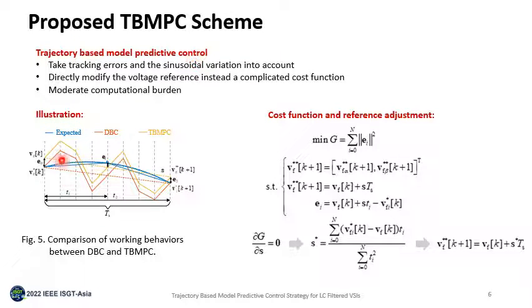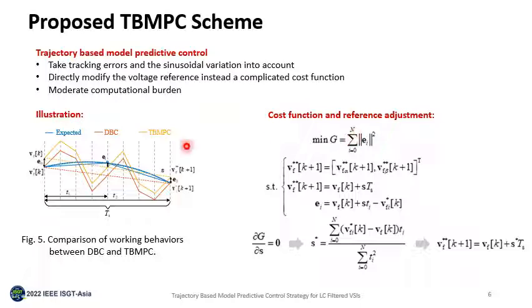Apart from the 2 target points set at the beginning and the end of the sampling period, TBMPC also sets extra target points inside the sampling period, like this point at the middle of the sampling period. By setting these extra target points, we can better track the voltage reference through this cost function, which is defined to minimize the tracking error.